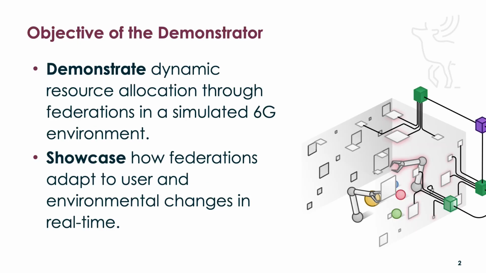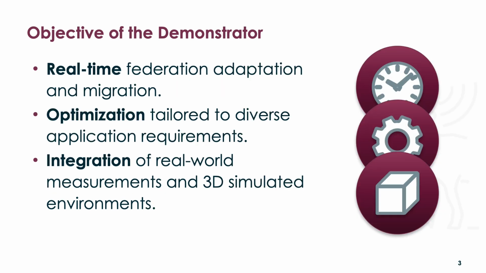So the primary objective of this demonstration is to showcase how federations dynamically allocate resources in response to changing conditions. By simulating a 6G environment, we aim to highlight the adaptability and efficiency of this approach. So this demonstrator integrates real-world measurements with detailed 3D simulations to showcase the system's capability to adapt federations dynamically and optimize resources in real time. These features are tailored to meet the requirements of various applications in the 6G context.